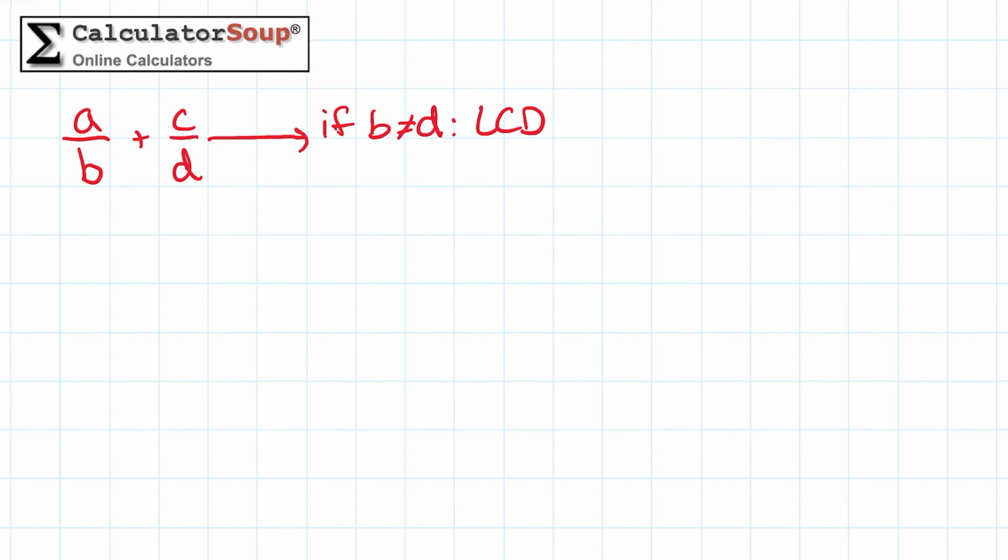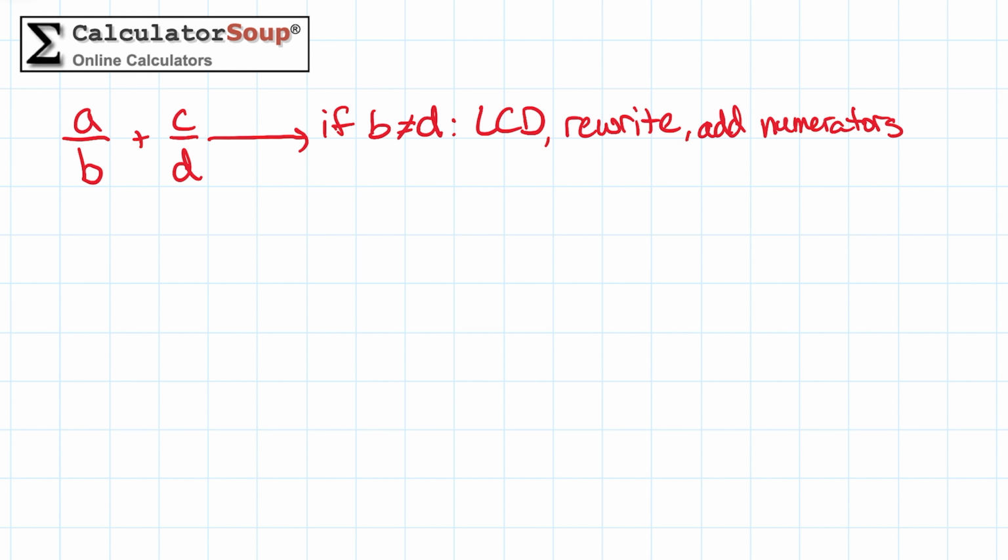Once you find the LCD, rewrite the fractions you want to add as equivalent fractions with the LCD as the denominator. Then add the numerators and put the result over the common denominator. Finally, simplify the answer after adding fractions if needed. Let's do some examples. We will follow these steps to find the sum of two fractions with unlike denominators.